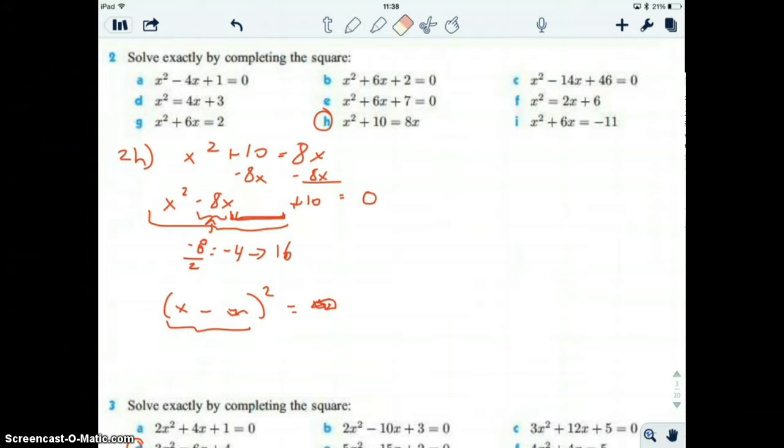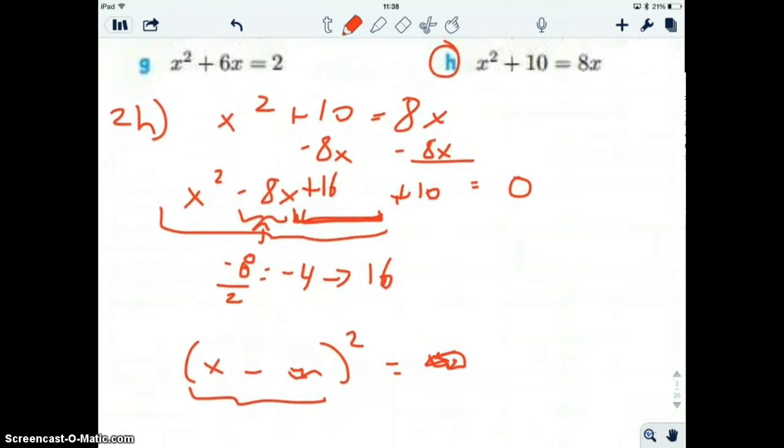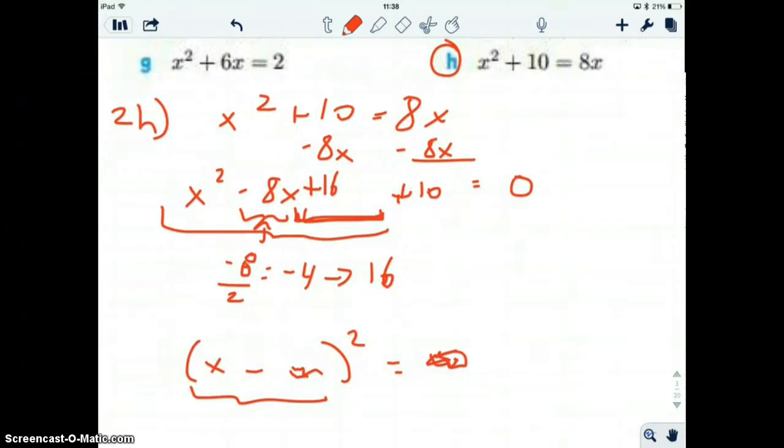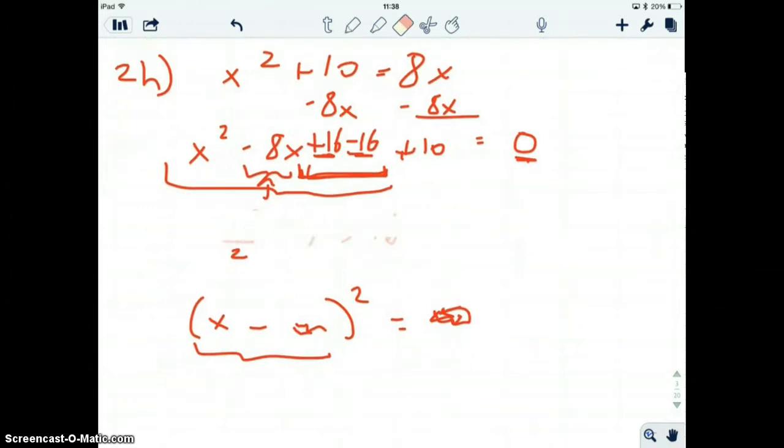I'm just going to rewrite it because I wrote it kind of messy. Plus 16. And not only are we going to add 16 here, we also have to subtract 16. You can't just add 16 and not add 16 to the other side too. You have to add 16 to both sides. Or if you don't want to add 16 to both sides, you can add 16 and then right afterwards subtract 16, and then you're not doing anything. You're adding it and subtracting it, which is the same thing as adding 0.